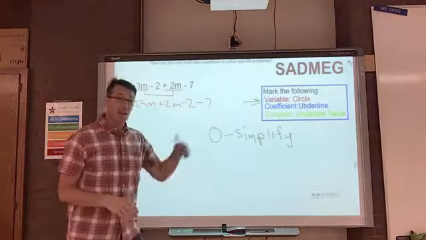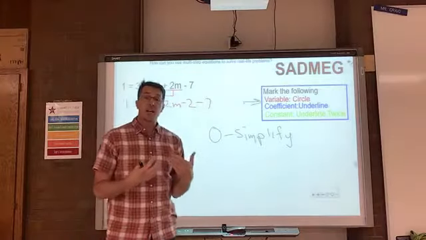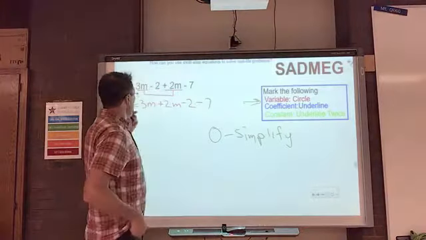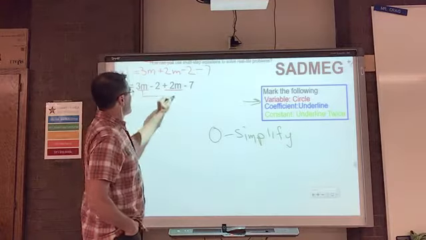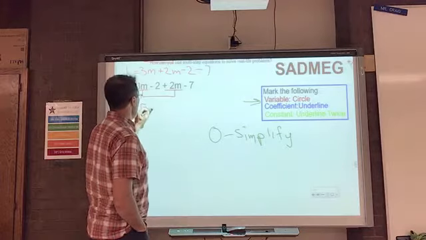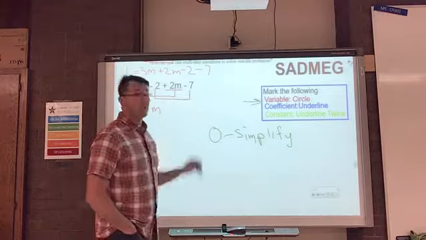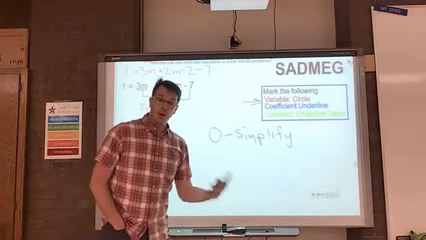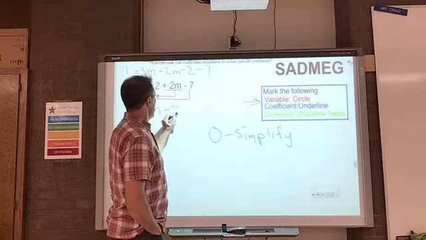And so that's how, we're not doing some kind of magic math stuff where we're magically moving around. This is actually a property you can do. But a lot of us don't even do this process. We just go, oh, 3m and 2m are like terms, and we know that equals 5m. Right? And we see that negative 2 and negative 7 are both constants, and they can be simplified, and that gives us negative 9.